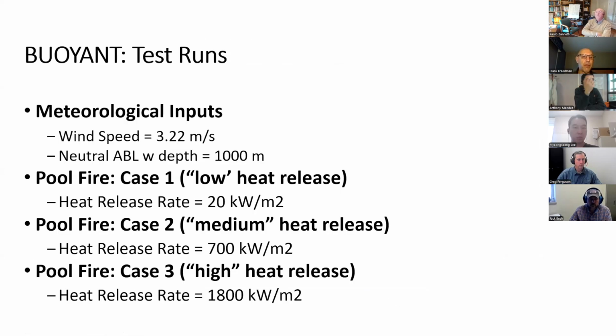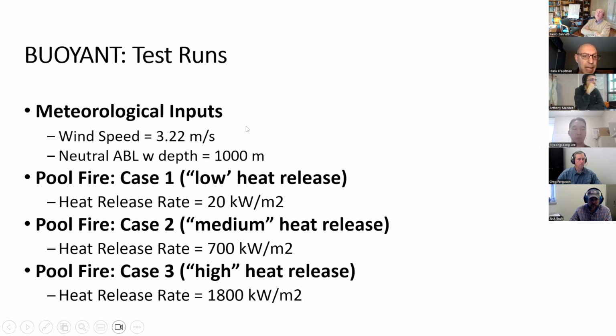The meteorological inputs for the Buoyant runs were a wind speed of 3.22 meters per second. I think I chose that because there was a test case provided with the model that I started with, and that was the wind speed they used, so I just adapted it from there. So, a wind speed of 3.22 and a neutral atmospheric boundary layer with a depth of 1,000 meters. What that means is that there's an inversion top at 1,000 meters.